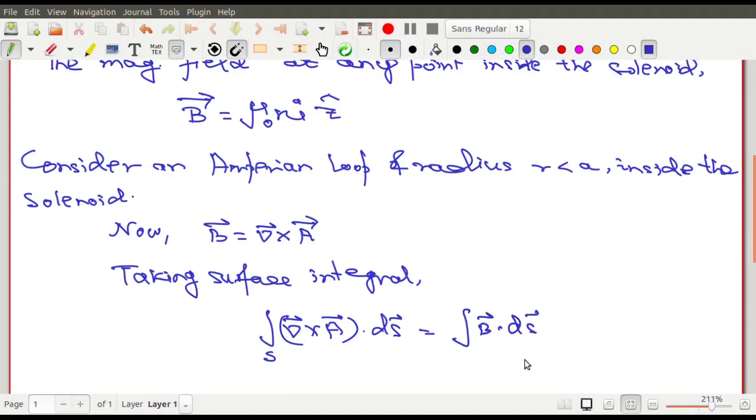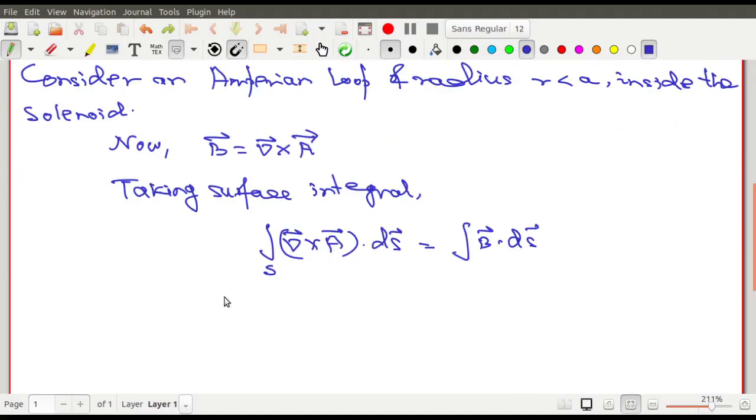ঠিক আছে, একটা সারফেসের উপর, ওভার হুইচ সারফেস? দ্য সারফেস অফ দ্য লুপ। এই যে লুপের যে সারফেসটা আছে সেইটার উপরে তুমি ইন্টিগ্রেশনটা করছো। Now on the left side you may use the Stokes theorem. তুমি এখানে Stokes theorem ইউজ করো। So Stokes theorem gives you closed line integral of a dot dl, and this side you may write it b dot ds. এদিকটা তুমি b dot ds লিখতেই পারো, safely you can write b dot ds.